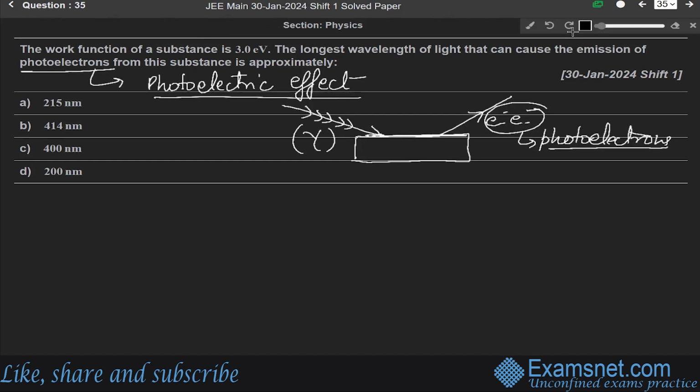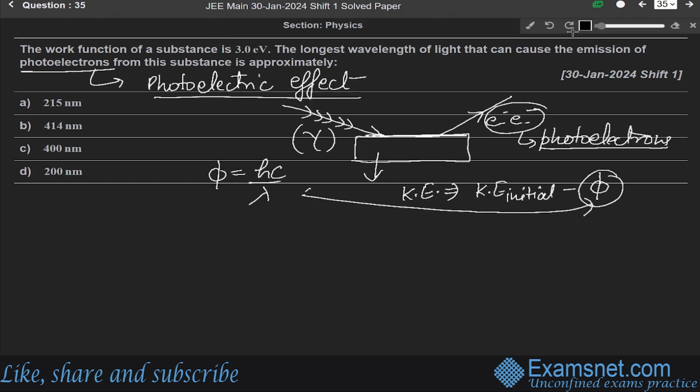So here the work function phi is equal to hc over lambda. The equation for the photoelectric effect is: kinetic energy of these electrons is equal to the incident energy minus the work function phi. So the question is about this work function. This work function phi is equal to hc over lambda, and we have to find the longest wavelength.